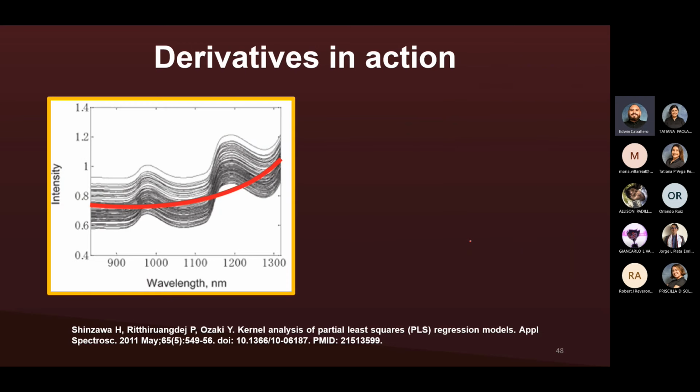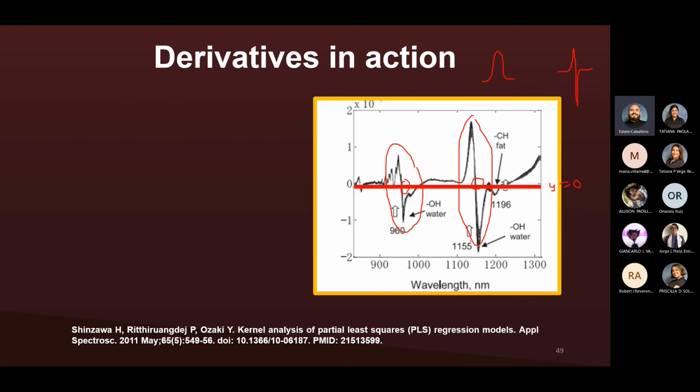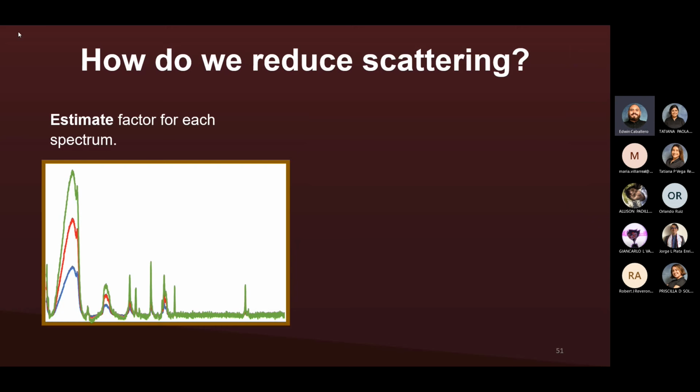So if you look back, here's the original spectra, and here is with derivatives. The downside to it is that it looks different, right? The spectra is going to look different. However, it will remain with the information that you want. Now, how do we reduce scattering? Scattering being when you have different levels of intensity for the same sample.